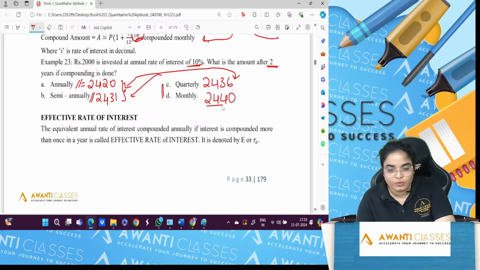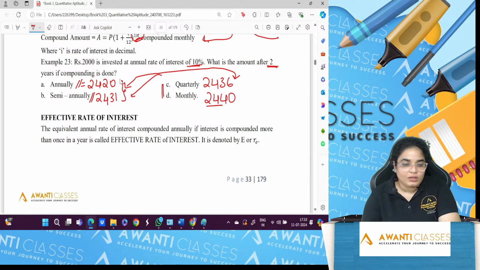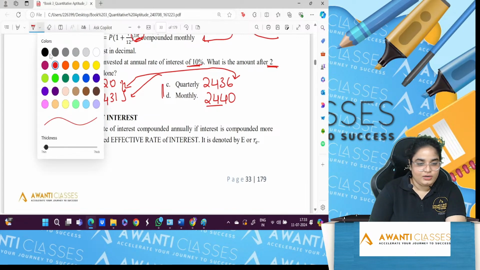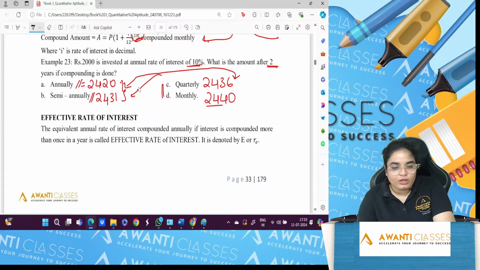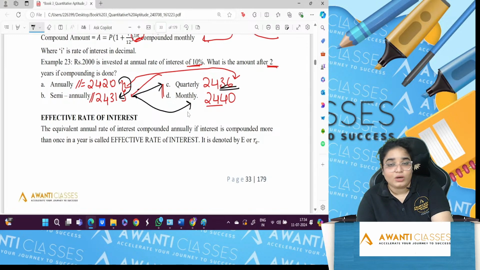2440. Okay. Now, the concept here is, just because we are compounding it several times a year, the interest amount will increase. Do you see this? Annual is the lowest interest value. Look at it. If you do it 2 times a year, you're already getting an increase. If you do it 4 times a year, it's getting even further ahead. The highest compounding is happening when you are doing 12 times in 1 year.